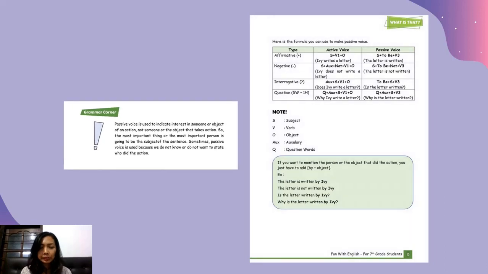And the next section is grammar. Grammar corner. In this section, I give the students the formula and the explanation of the use of passive voice. There are 4 types of passive voice that are written in the module, such as affirmative, negative, interrogative, and 5W and H question.